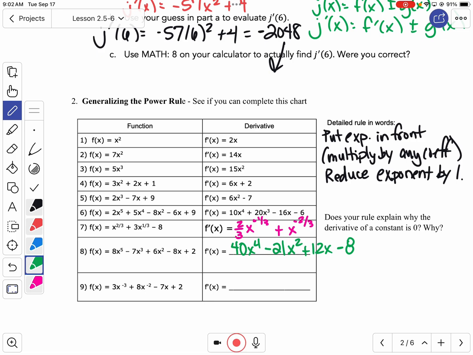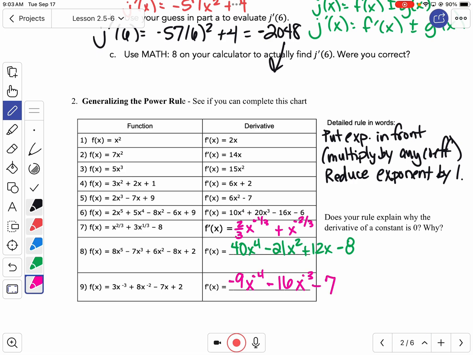Negative exponents seem to be where we get the most confused because we make minor arithmetic errors, but the process is the same. Okay. 3x to the negative 3rd. What's your new coefficient going to be? Negative 9. Negative 3 minus 1 makes it negative 4. It's getting more negative because we're subtracting. Okay. 8x to the negative 2. Negative 16 to the negative 3. Good. Okay. Negative 7x. Negative 7.